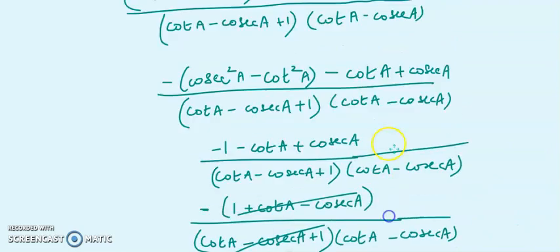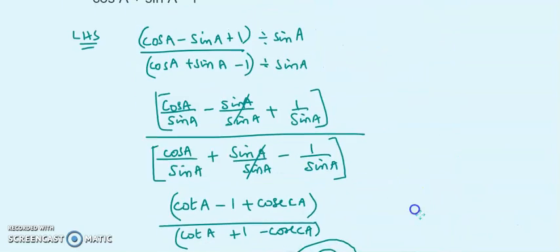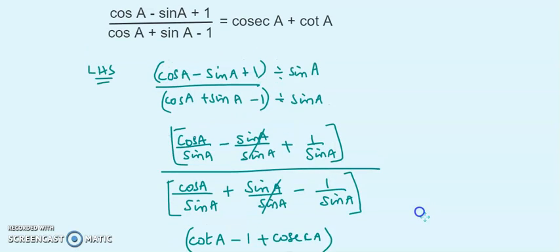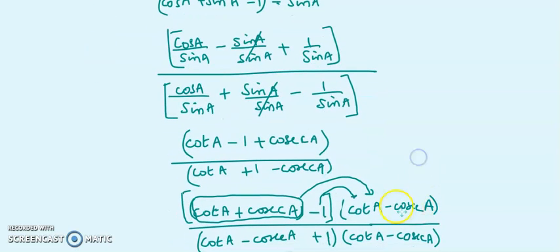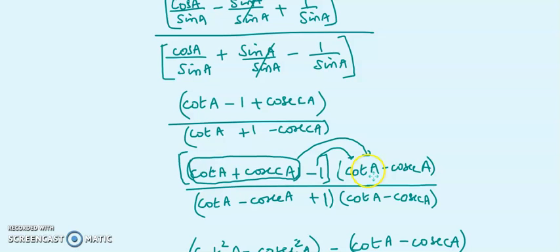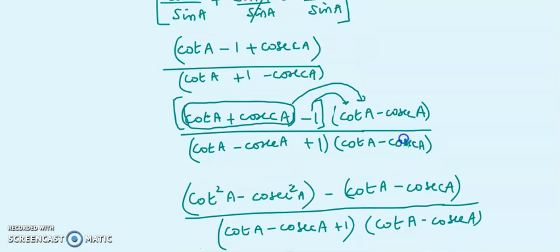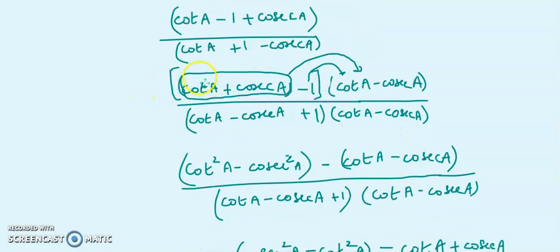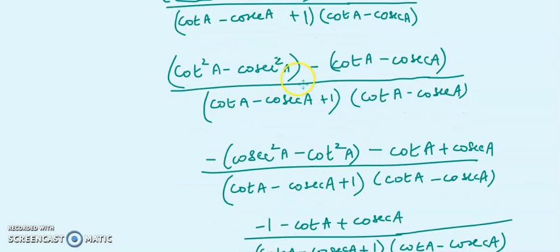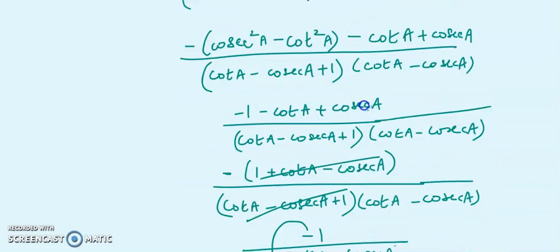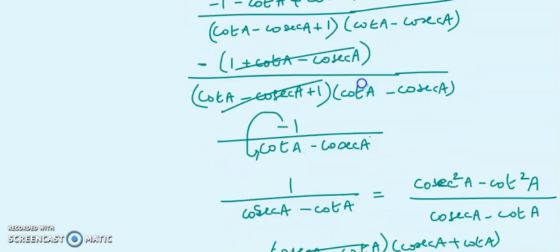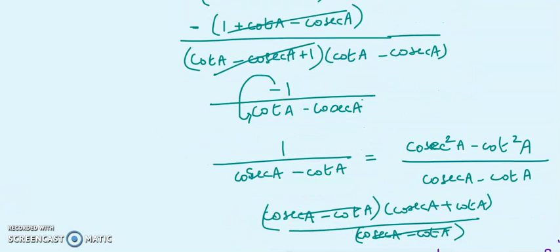Clear? So what did we do? We have actually divided by sin A. First step, rearranged it. Second step, main step, we multiplied by cot A minus cosec A. And in the numerator, we made a pair of cot A plus cosec A with cot A minus cosec A, which is cot square A minus cosec square A, and that is minus 1. And then we opened it and we simplified it, right? Now I'll show you the next method.